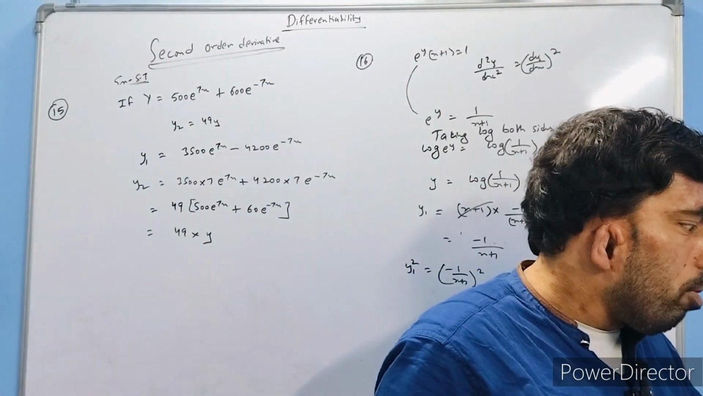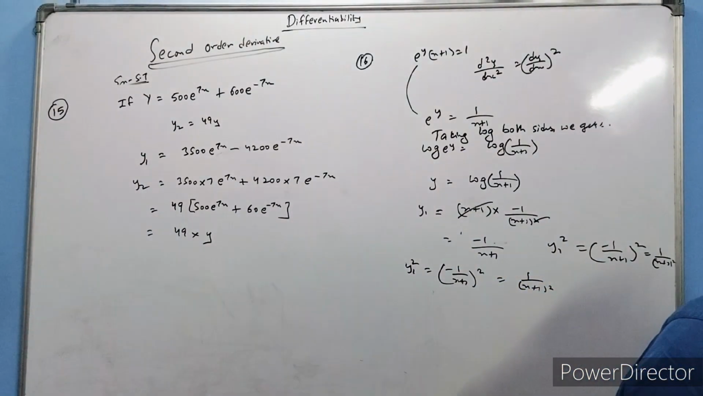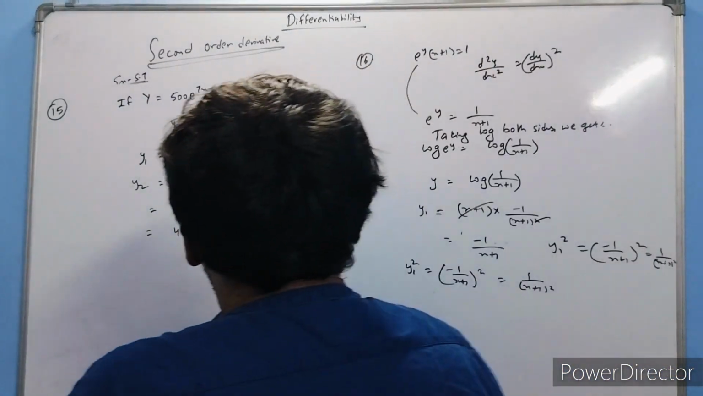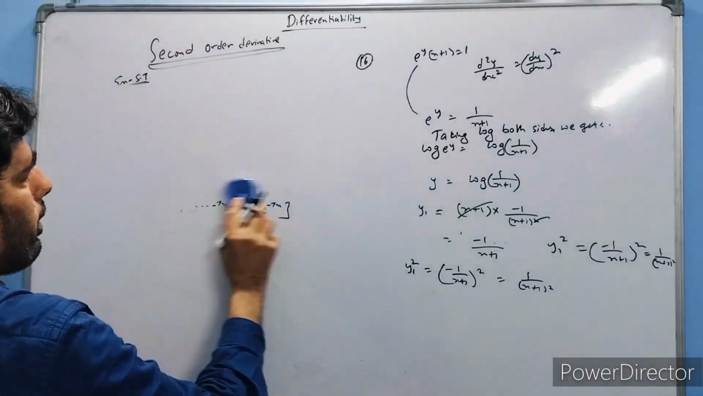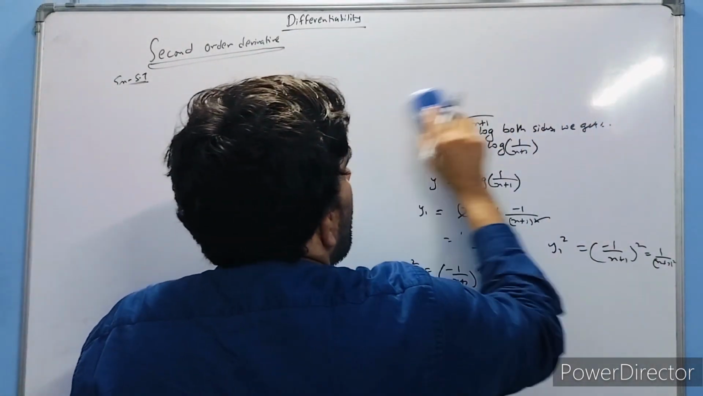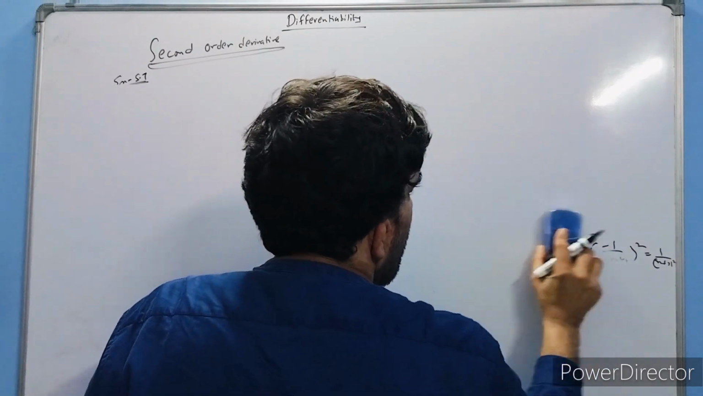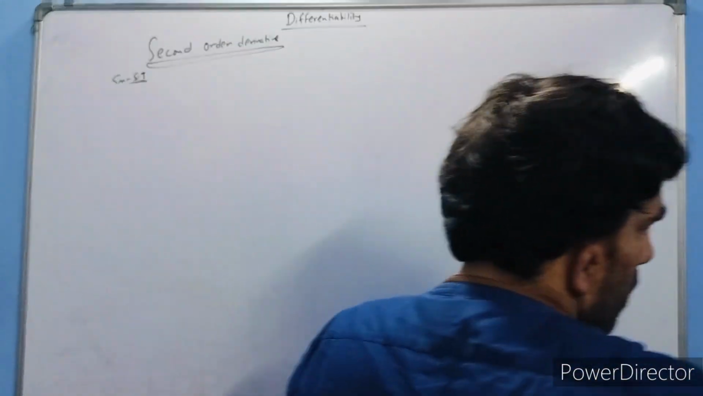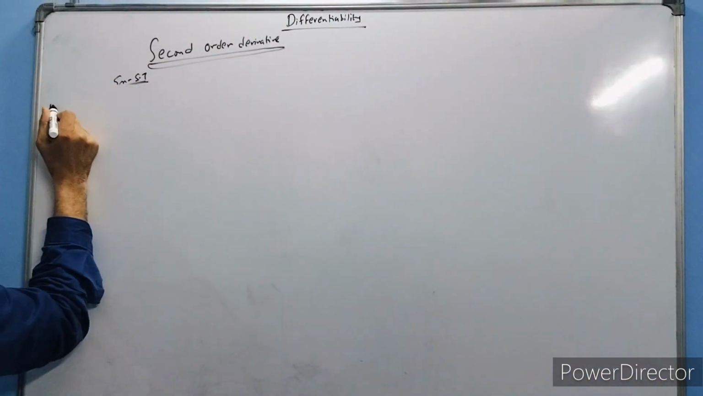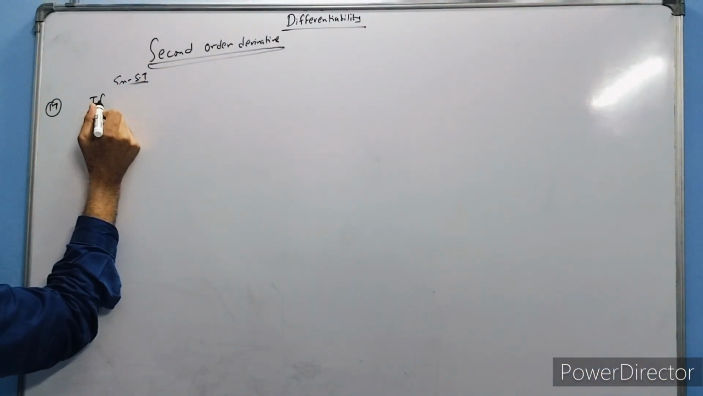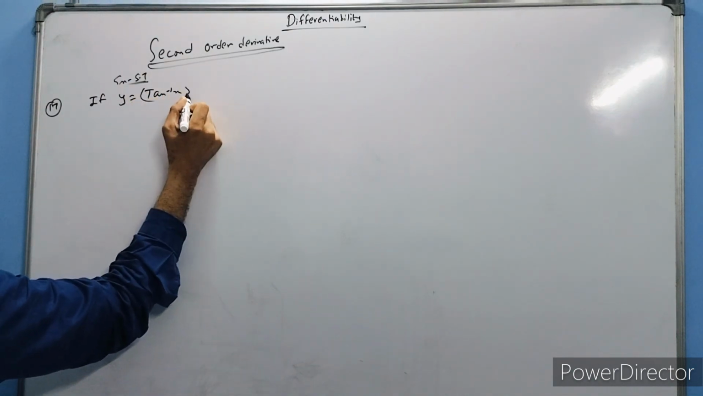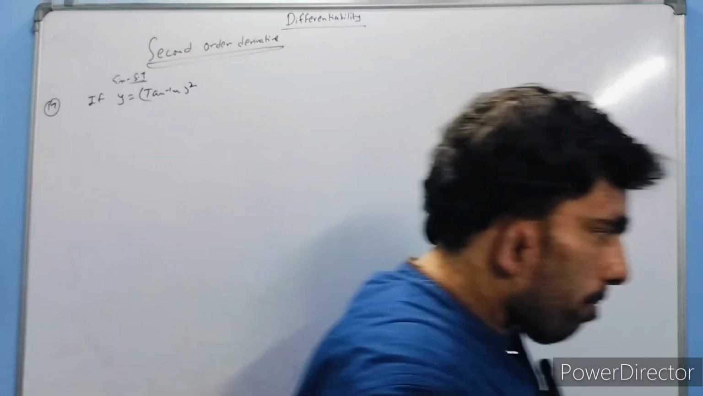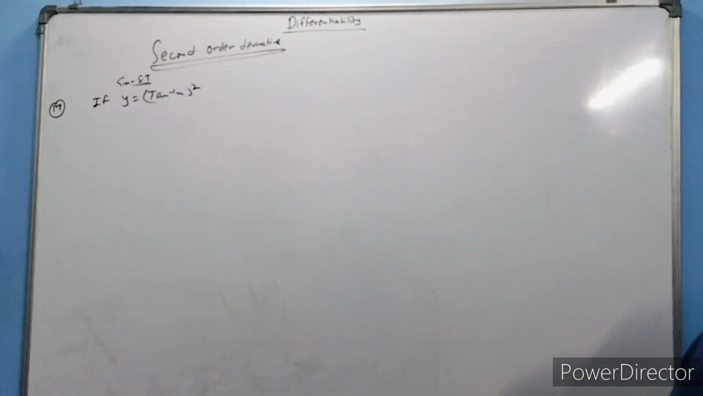Now let us try to solve the next question. We have just solved 16 numericals here. So now let us try to solve the 17th. What the 17th says, if y is equal to tan inverse x whole square, so we need to show this.